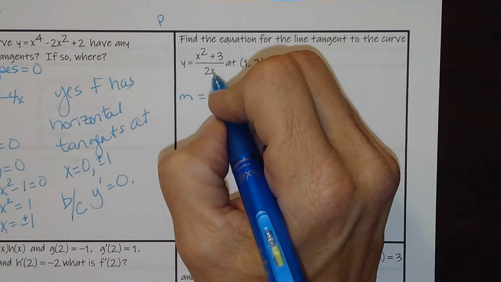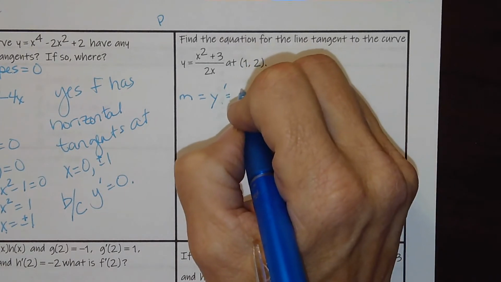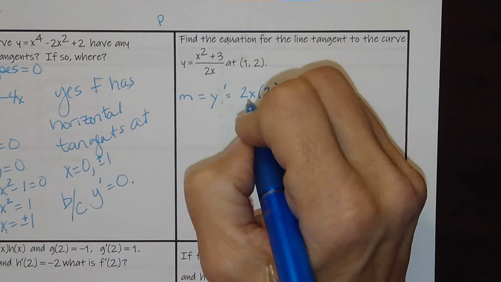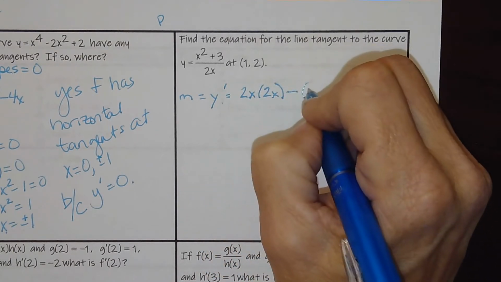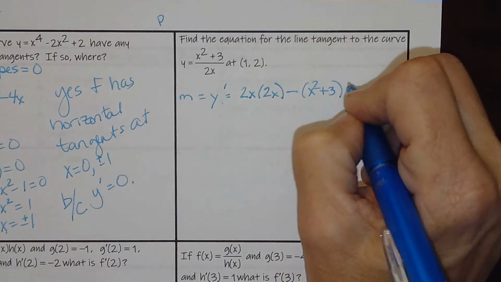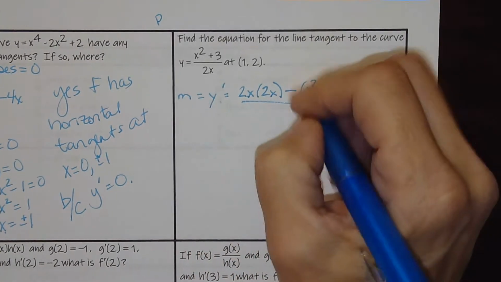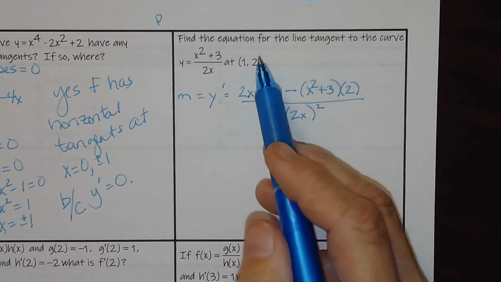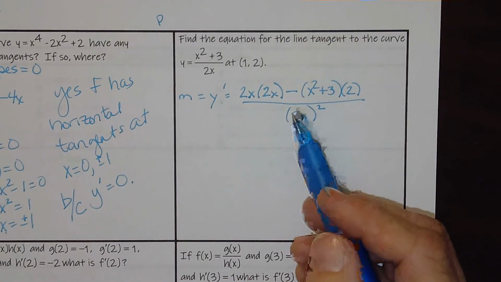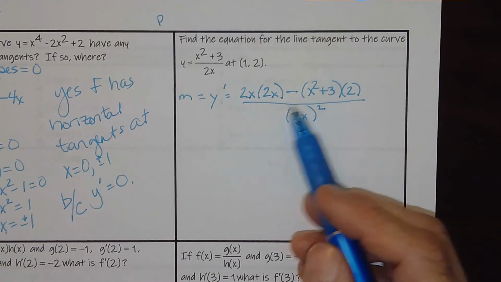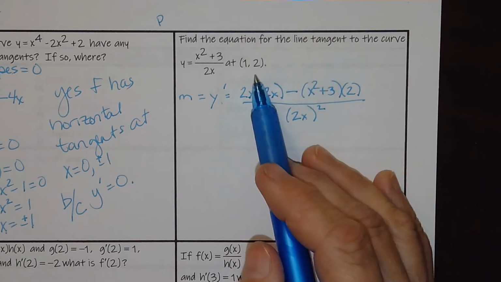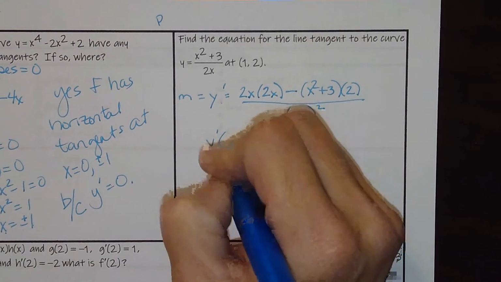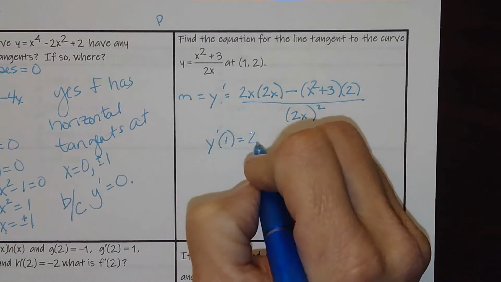So the denominator's low, numerator's high. So low times the derivative of high, so that's 2x, minus high times the derivative of low, all over low squared. I really don't necessarily have to clean this up, because that's where some of us get in trouble. Since I need the slope at a particular point, I'm just going to take my 1 and substitute it into the derivative for every x that I have.